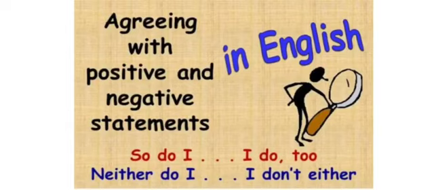Besides "me too," there are other ways to reply. There are a lot of ways to express agreeing with these statements; not always can you use "me too." This is what we're going to learn, and it is called agreeing with positive or affirmative and negative statements in English. If it's positive, your reply is "so do I" or "I do too," like "me too." If it's negative, "neither do I" or "I don't either."